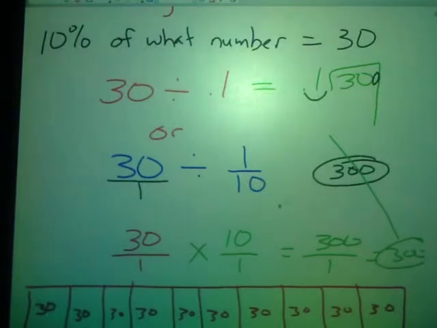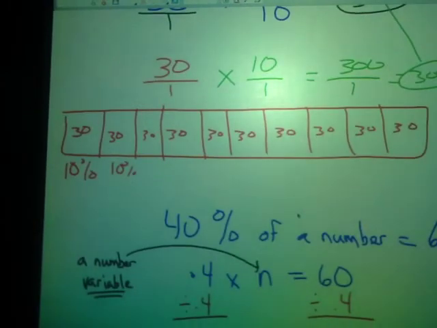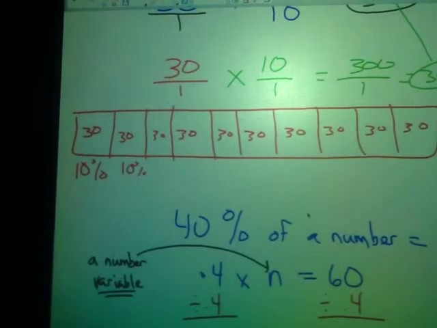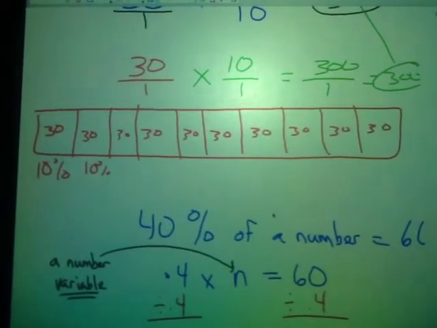Down below, I did it as a visual model. So if 30 is 10% of a number on the left there, I can just keep adding 30s until I get to 100%. So I put in the 10% for 20, then another, and then I just put the 30s in until I got to 100%, and I ended up with 300 as well.